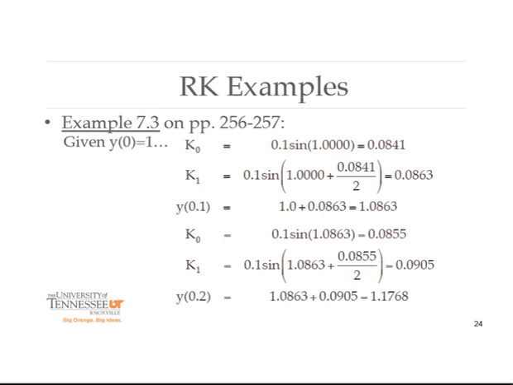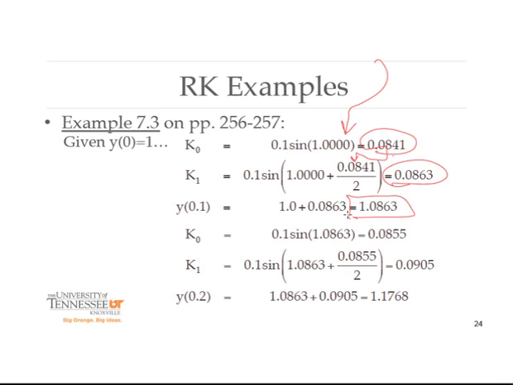Again, you start off with the initial condition y of 0 equals 1. And so we simply plug that y value into the sine, and we get our first k0, which is this value here, 0.0841. We plug that in for the value of k0 in the k1 constant, evaluate the sine appropriately, and multiply by our step 0.1. Here's our new value. Then we add it to the initial condition, which is 1, and so here's our new estimate of what the solution looks like at 0.1.